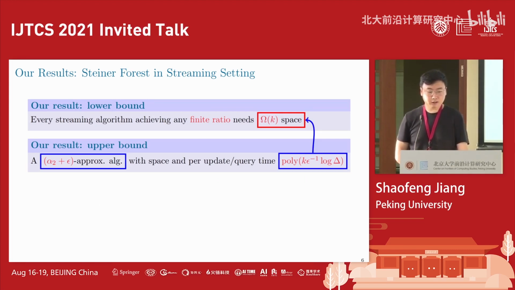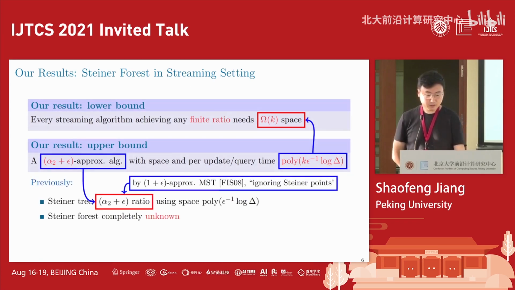Our upper bound is an alpha-2 plus epsilon approximation algorithm with space and per-update query time poly(k over epsilon) times log delta. So in terms of the dependency on k, our space is nearly optimal. And here this alpha-2 is indeed the Steiner ratio in 2 dimensions, which we mentioned several slides ago.